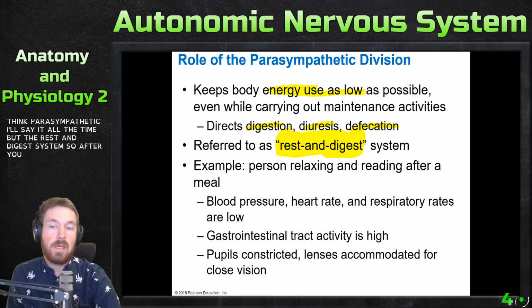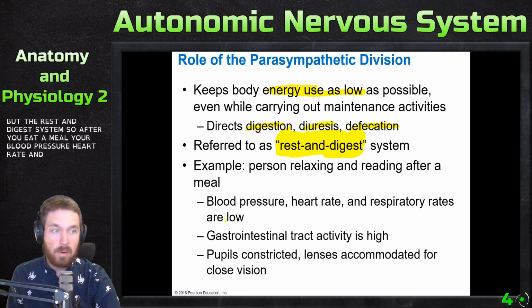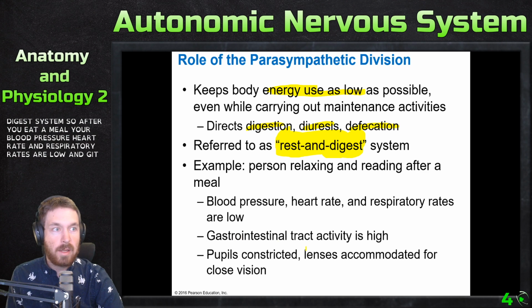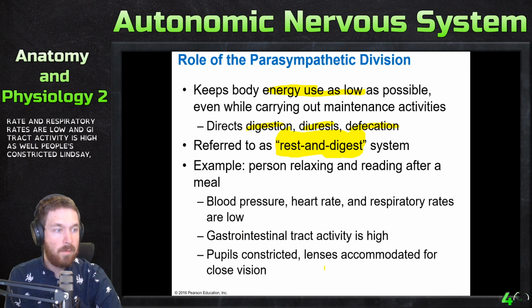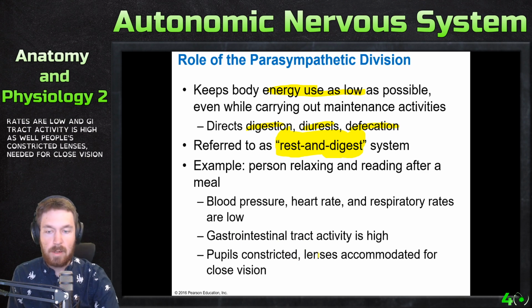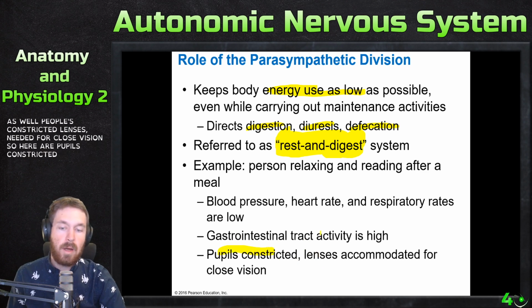So after you eat a meal, your blood pressure, heart rate, and respiratory rates are low, and GI tract activity is high as well. Pupils are constricted, lens accommodated for close vision. So here, pupils constricted for close vision.